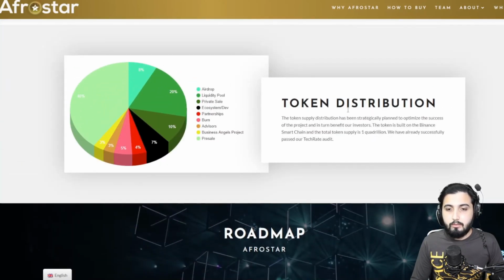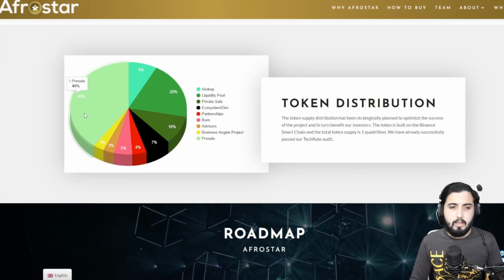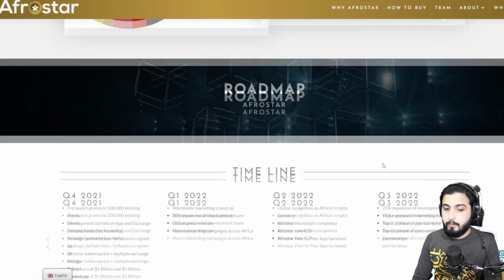Now there's the token distribution. There's 20% liquidity pool, 10% for private sale, 7% ecosystem developer, then 4% partnership, 5% burn, 3% advisors, 3% for the business angels project. I think that's the wallet. And then 40% pre-sale and 8% airdrop.